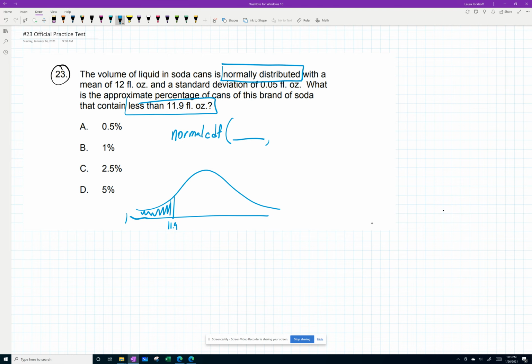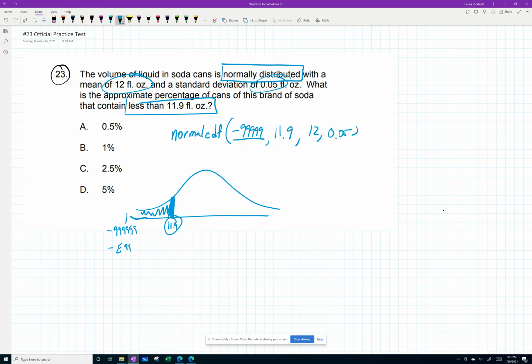So if we picture 11.9 here and we want less than that, we're just going to put in our lower as a very safe, like I usually put negative 99999. You can put in negative E99, just like 10 to the 99th power, but just some big negative number will be fine. And then our upper amount that we want is that 11.9. And then our mean is 12. And our standard deviation was 0.05.